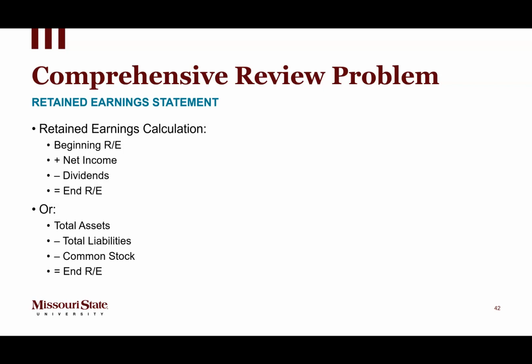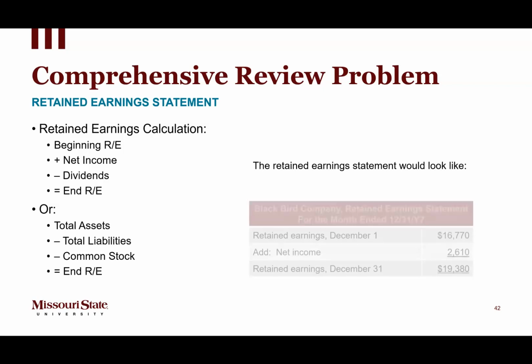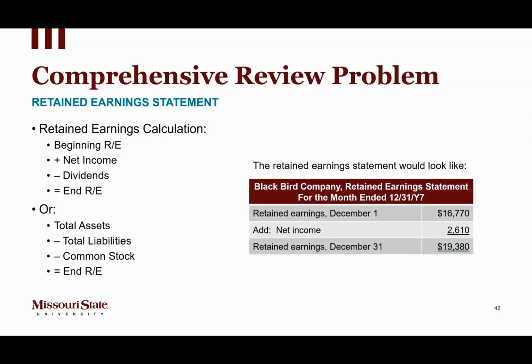Personally, if I were you, I would just continue to take that fundamental accounting equation and break it down into its core components. So our retained earnings statement is going to look like this, right? Our beginning retained earnings, we're going to add our net income. It didn't tell us anywhere that we paid dividends, so that's all we've got. And we are going to get a new retained earnings number of $19,380. That is our ending retained earnings.